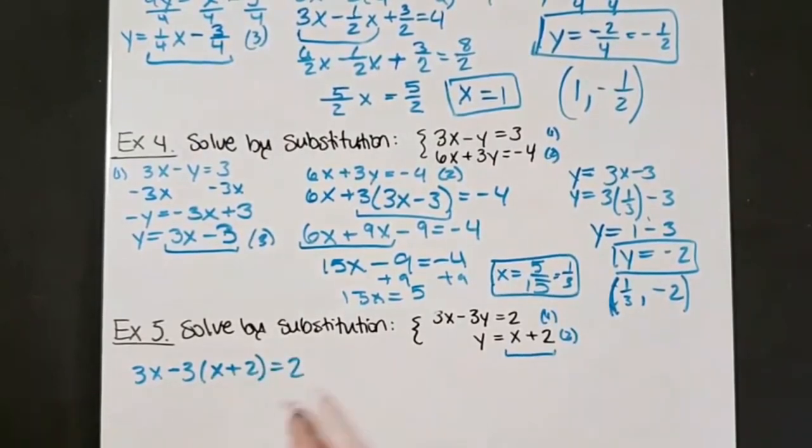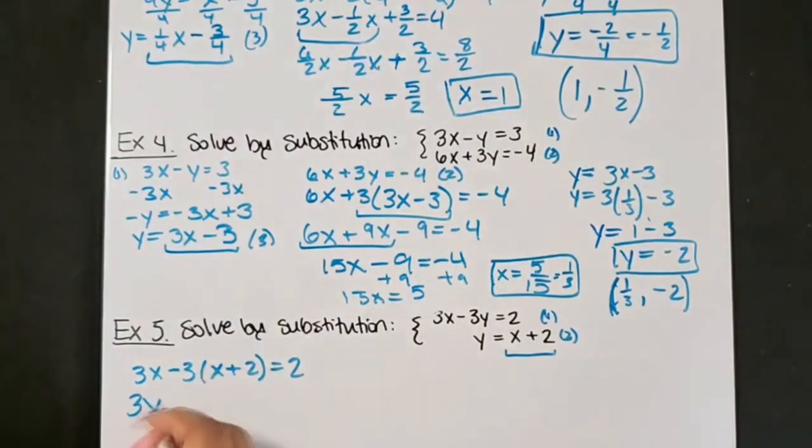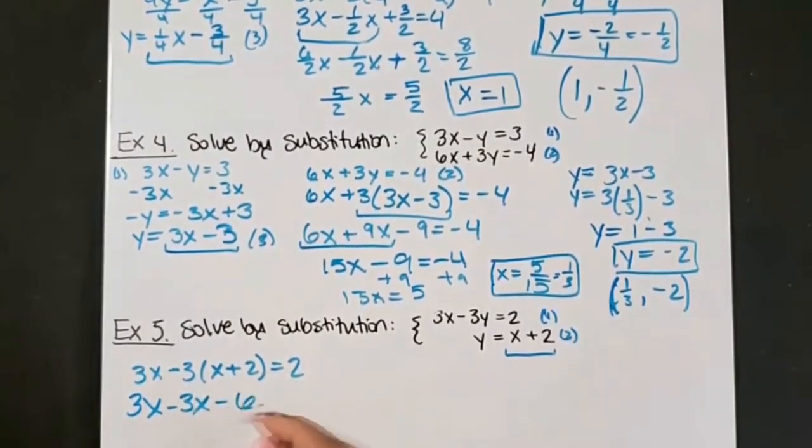So this is best case scenario. They done already did the work for you. You just got to plug in what y equals, plug it in for that y. So it should look like 3x minus 3 times x plus 2 equals 2. From here we have to distribute. -3 times x is -3x. -3 times 2 is -6. And we keep our equals 2.